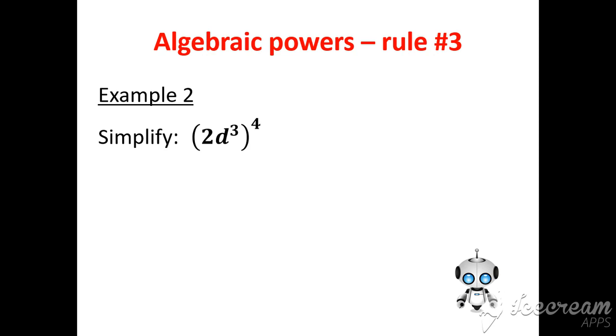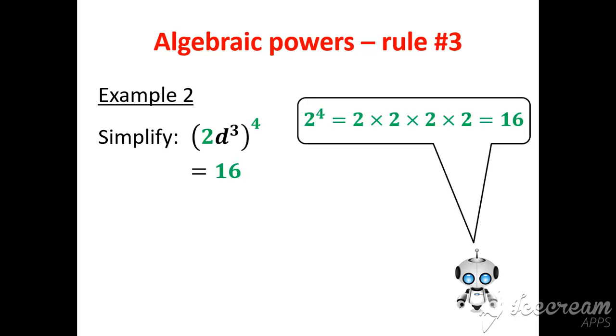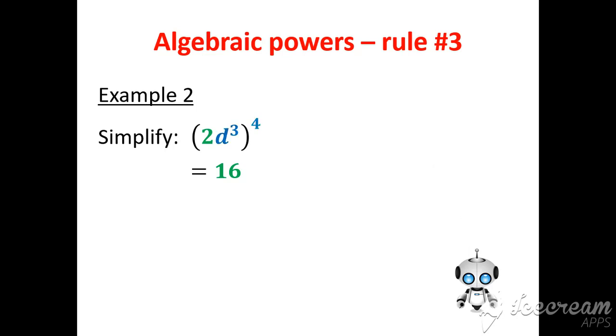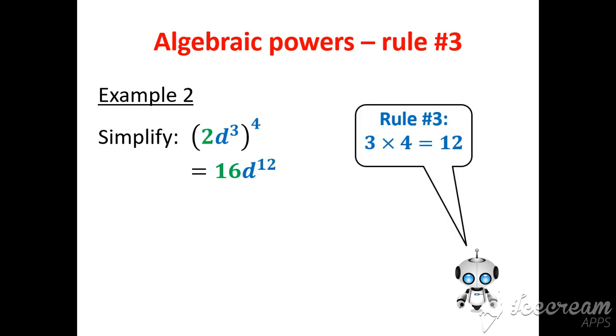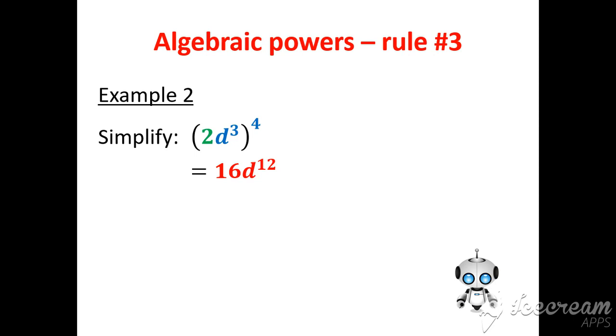So here's example 2. Let's see if you can follow this one. So we're going to take 2 and raise it to the power of 4. 2 to the power of 4. Now that means 2 times 2 times 2 times 2, which is 16. Don't go 2 times 4 is 8. That's wrong. So our coefficient is 16. Now we can turn our attention to the variable and we can multiply the powers. That's the little rule we learned in rule number 3. And we can go 3 times 4 is 12, so we have d to the power of 12. So our answer is 16 times d to the power of 12.